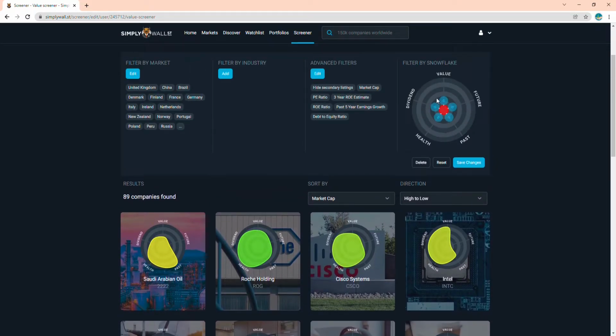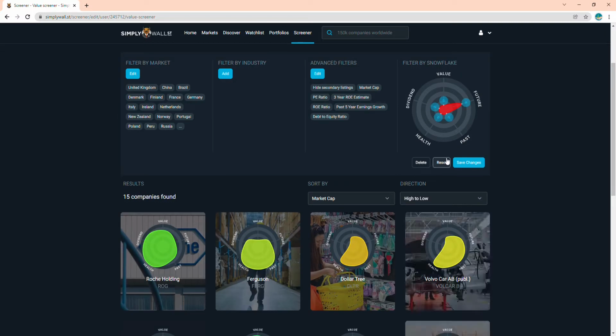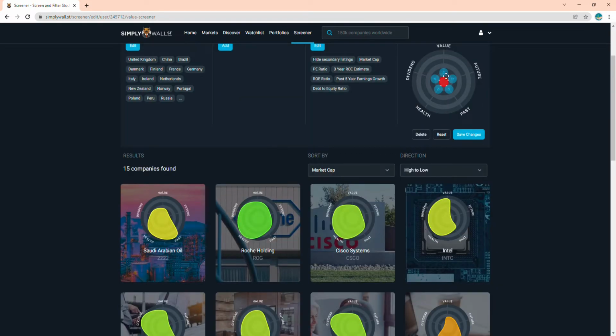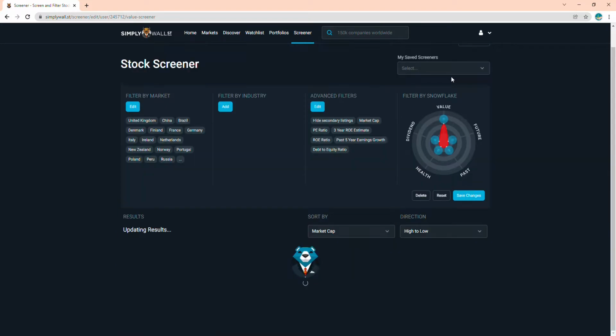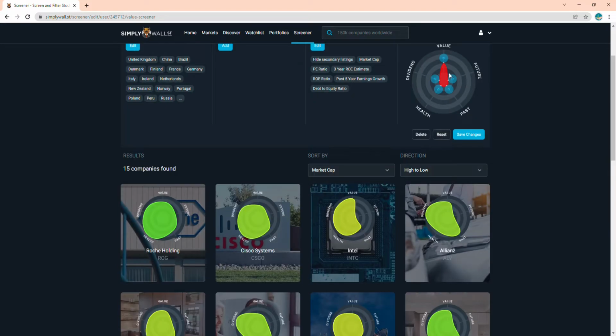Something that I like is this snowflake diagram. You can play around with it and say, okay, I want companies with good future growth and good value.